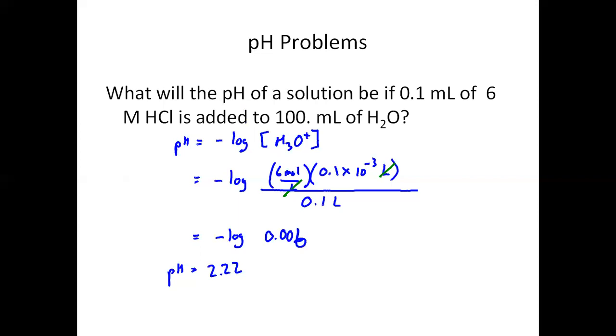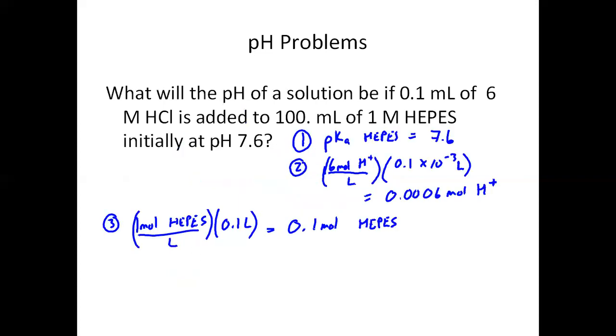This pH is incompatible with life, other than it is a pH that would be present in your stomach, where food is being digested. Since in biochemistry we want to buffer our solutions, the second question is, what will be the pH of a solution if 0.1 milliliters of 6 molar HCl is added to 100 milliliters of 1 molar HEPES buffer, initially at pH 7.6?